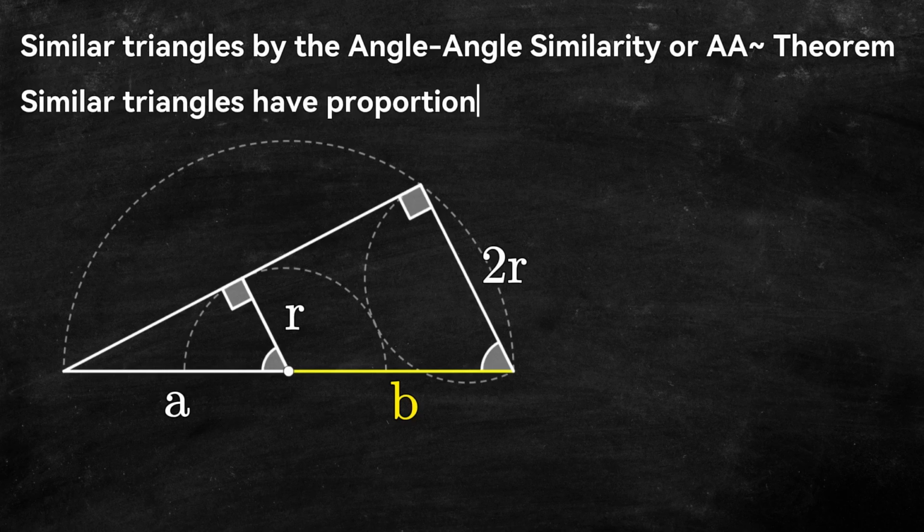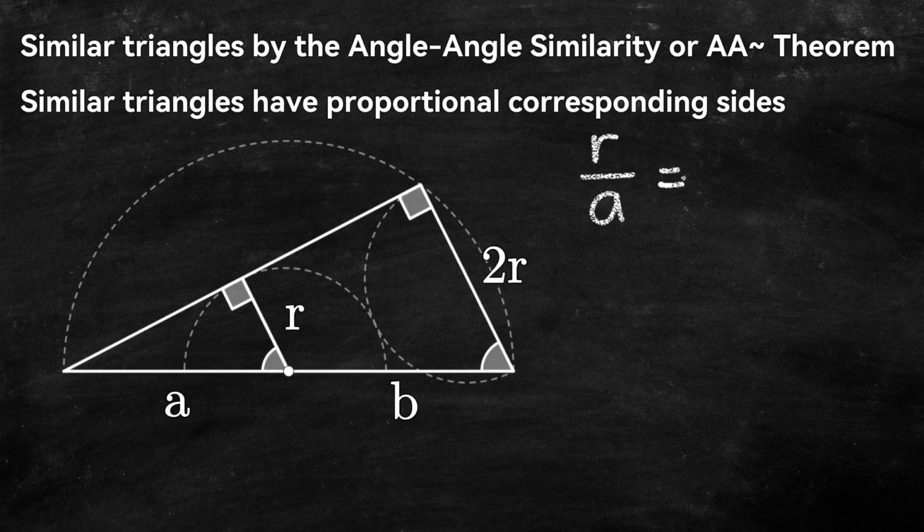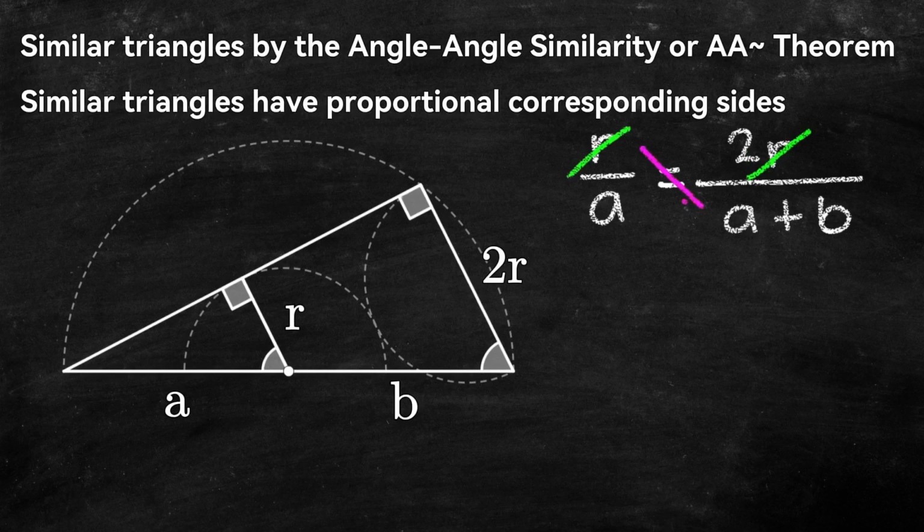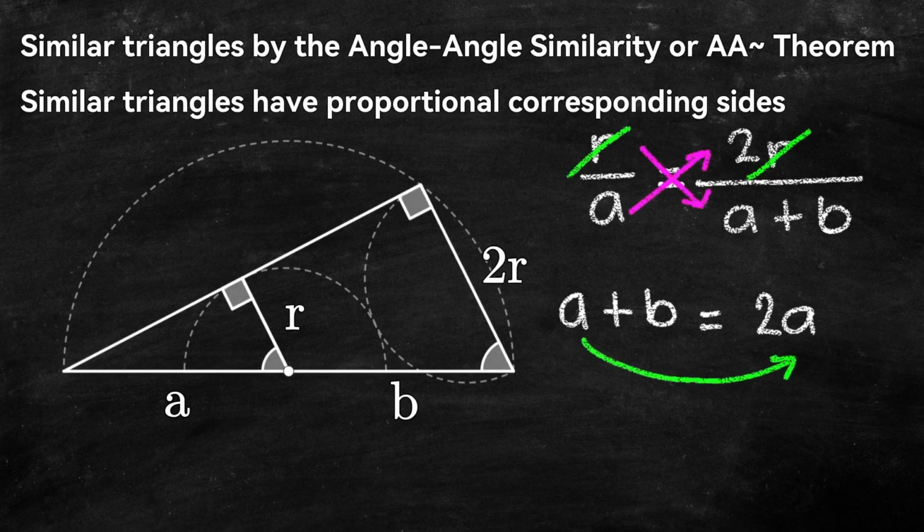Similar triangles have proportional corresponding sides, so the ratio r over a is equal to the ratio 2r over a plus b. Let's write it down and solve. Next, cancel out the radius r, and then cross-multiply. We now get a plus b is equal to 2a. Transpose a to the right side. The equation becomes b equals 2a minus a. That's right, b is equal to a.